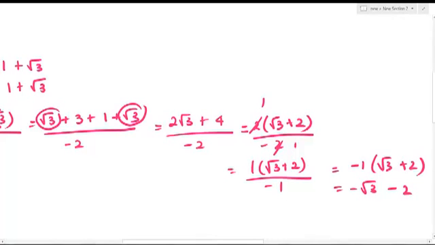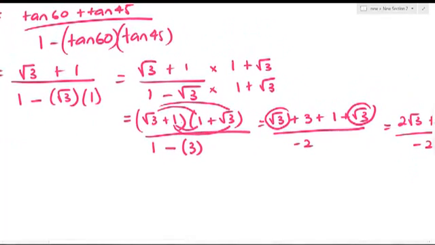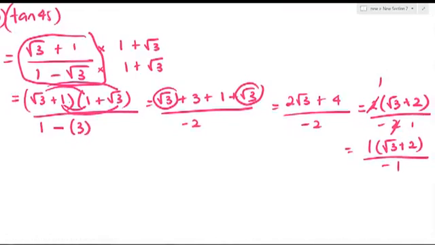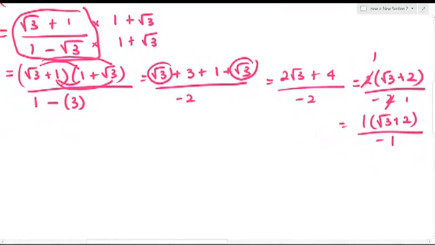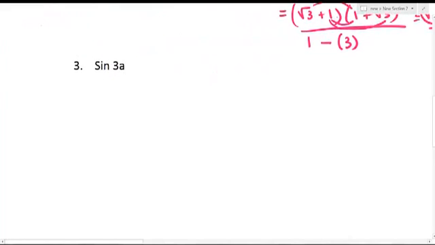Okay, so that's the final answer. I was actually happy with just this solution up here. Unless the question tells you to rationalize your denominator, you don't really need to do all these steps. Okay, so moving on to our next question.